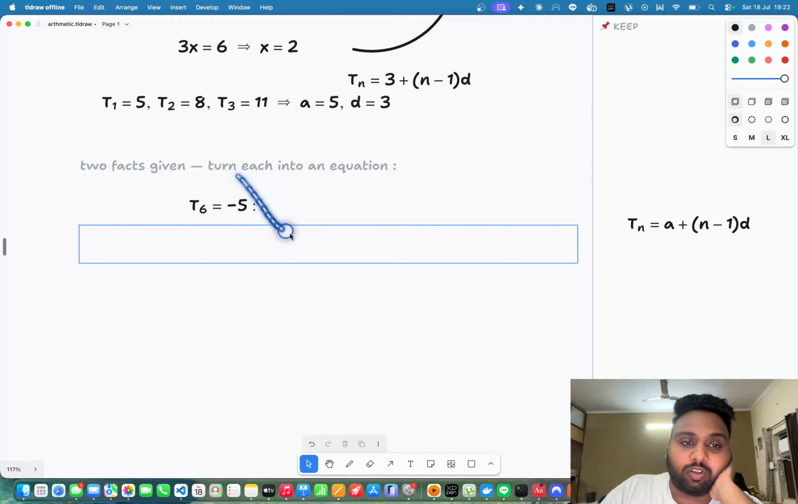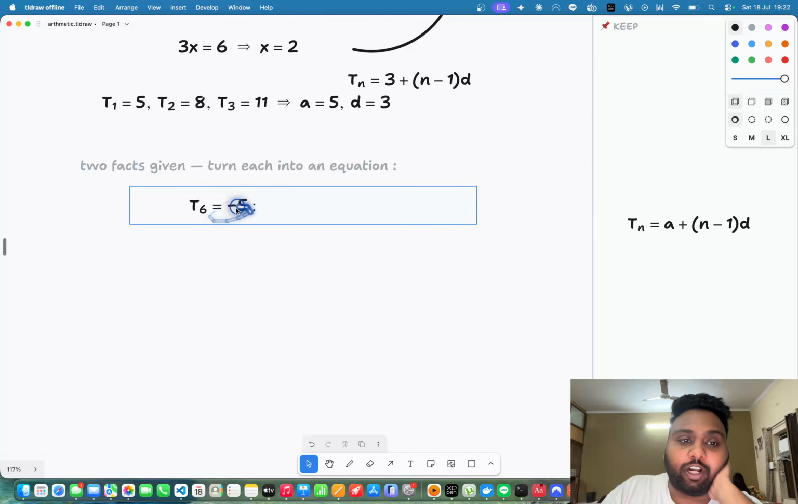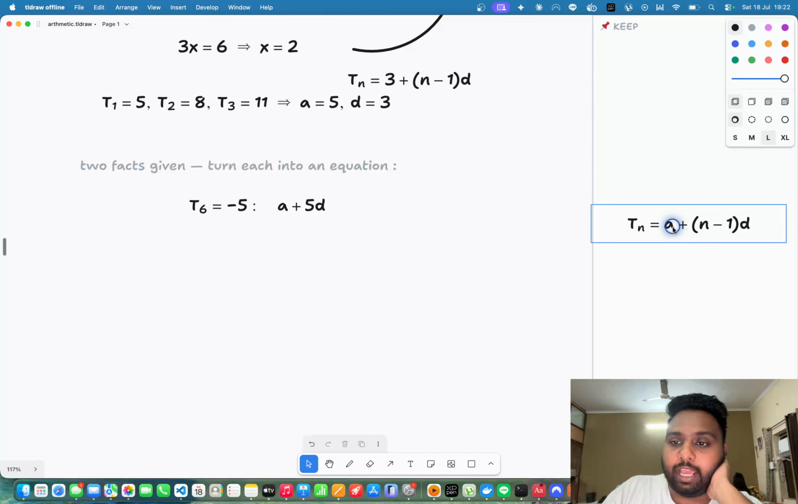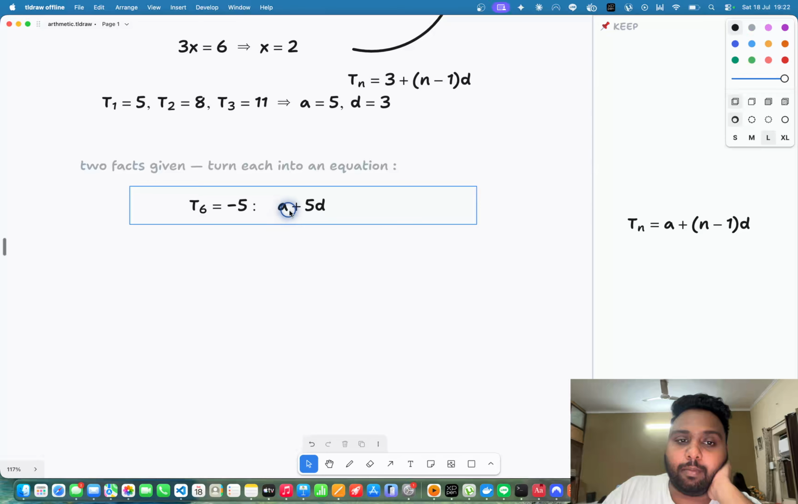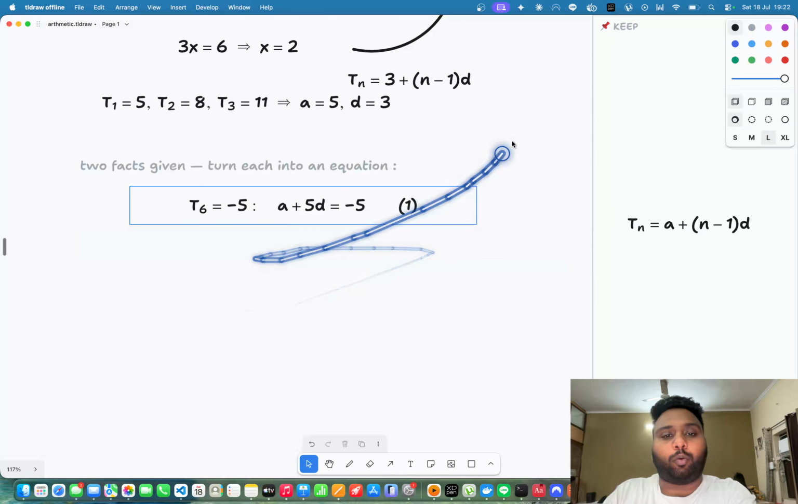The first fact that has been given to us is t6 is equal to minus 5. Let's see what other way I can write t6. Can I write t6 as a plus (n minus 1)d? So t6 will be a plus 5d. Yes, sure, I can. Let's call this equation 1.